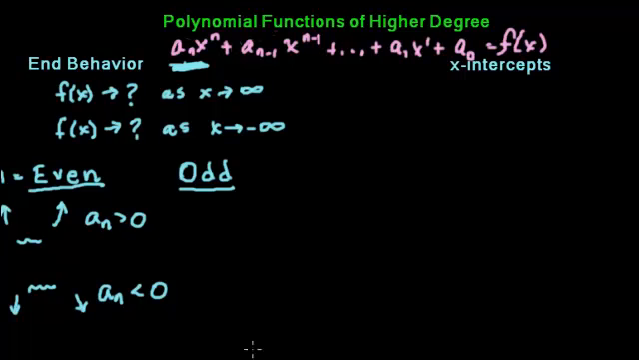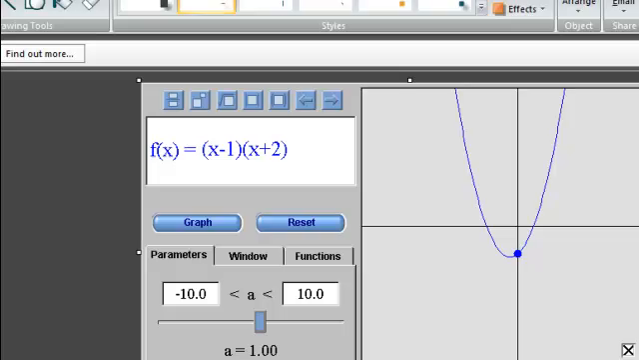So let's look at a few of those graphs for even functions. Here is an x squared. Notice my end behavior as x goes to infinity, and this is my x-axis here, so this is positive infinity on this side, and then we have negative infinity over on this end. So what I basically have is my end behavior: both of them are going up.